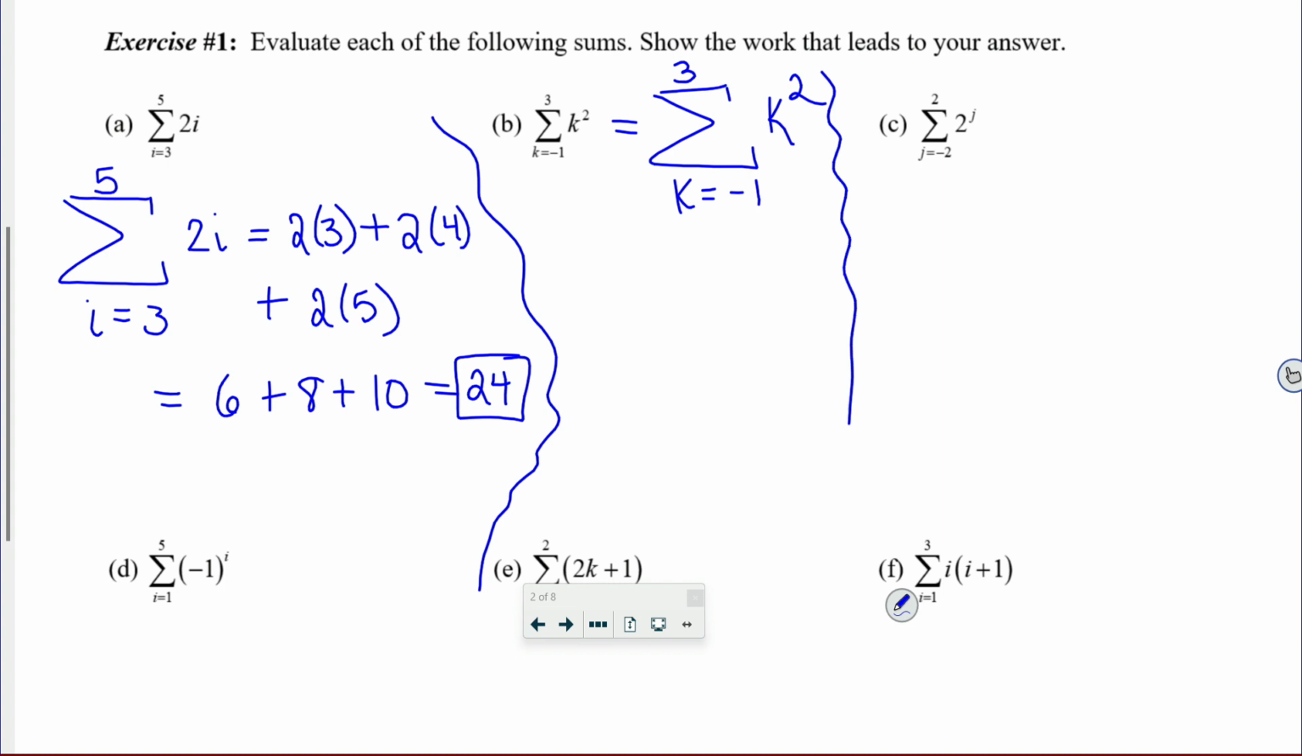In other words, we're going to start at -1 and we're going to square it. We're going to increase that by 1, which means we go to 0, and then we're going to square it. Then we're going to increase that by 1, which means we go to 1 and square it.